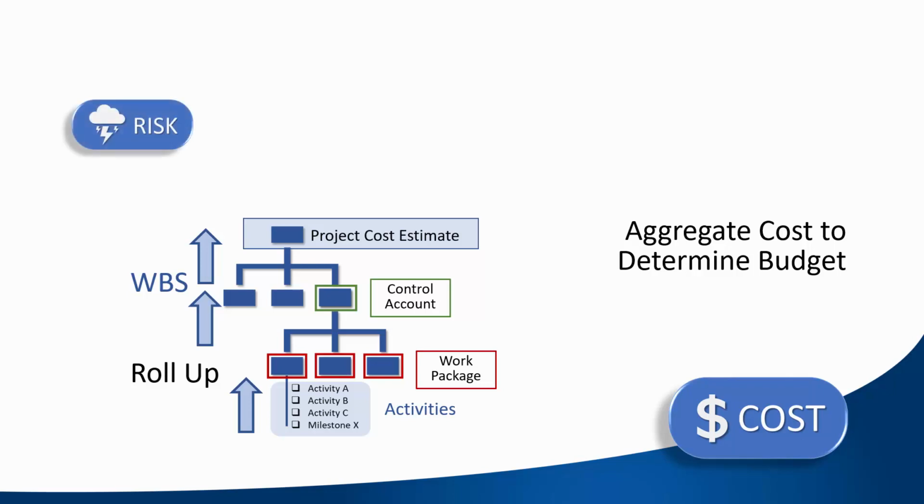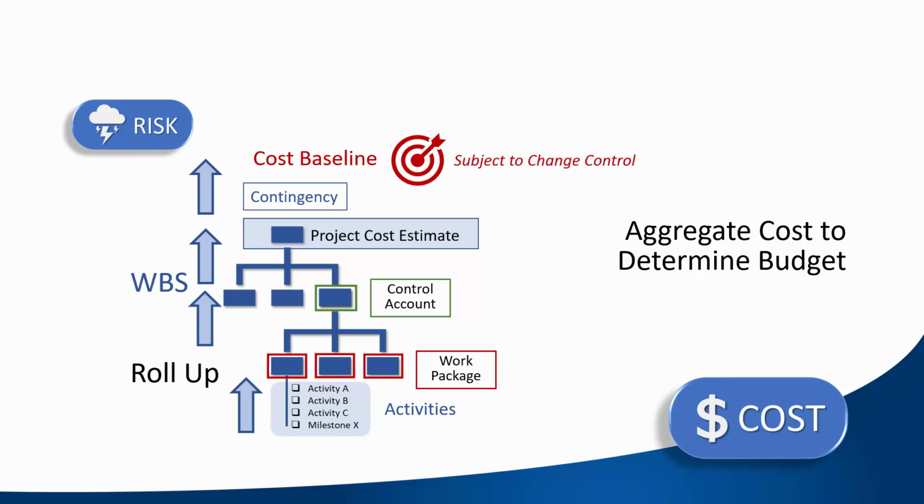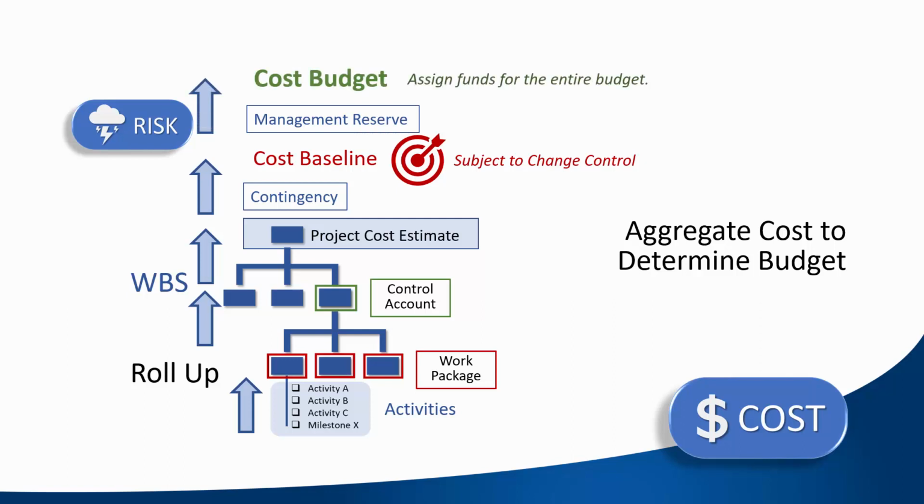From our risk management planning, we have a contingency budget for known risks. That's added to create the cost baseline. This is the target that the project manager and team will be driving toward. It is a true baseline. Any change to the cost baseline must be approved through the change control process. Risk management planning also generated an amount for management reserve. This is added to the cost baseline to create the total cost budget. The project must assign funds for this entire budget.